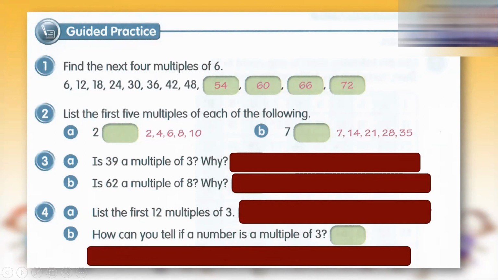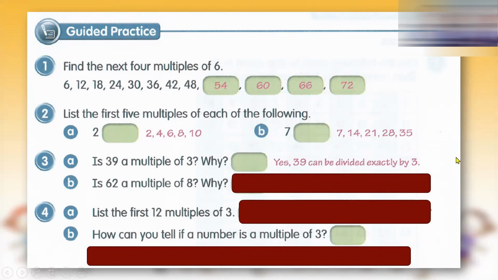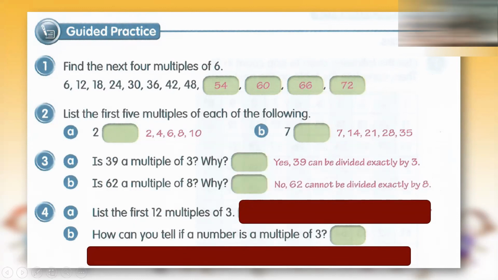So number 3, is 39 a multiple of 3? Yes or no? Is 39 a multiple of 3? Yes, because 39 can be divided exactly by 3, which is correct. You are correct. Okay, letter B, is 62 a multiple of 8, yes or no? No. Okay, number 4, multiples of 3.